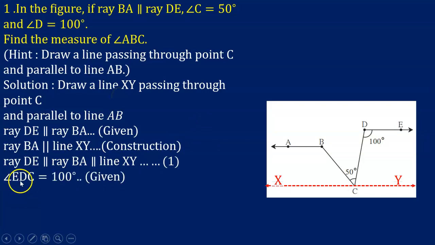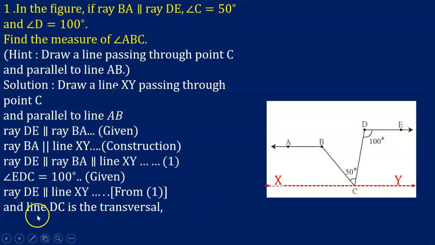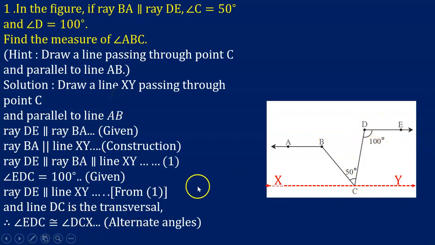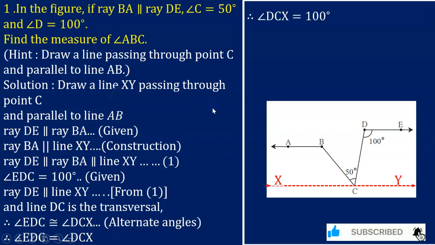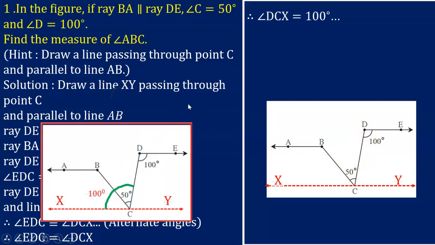Okay, next. Measure of angle EDC is equal to 100 degrees. This is given. Ray DE is parallel to line XY. Okay. Now next. And line DC is the transversal. Here we consider the alternate angles. Therefore, the measure of angle EDC is congruent to measure of angle DCX. This is the alternate angles. Therefore, the measure of angle EDC is equal to measure of angle DCX. And hence here, the measure of angle DCX चा measure किती असेल तर ते या ठिकाणी 100 असणार आहे. Okay. The measure of DCX is 100.